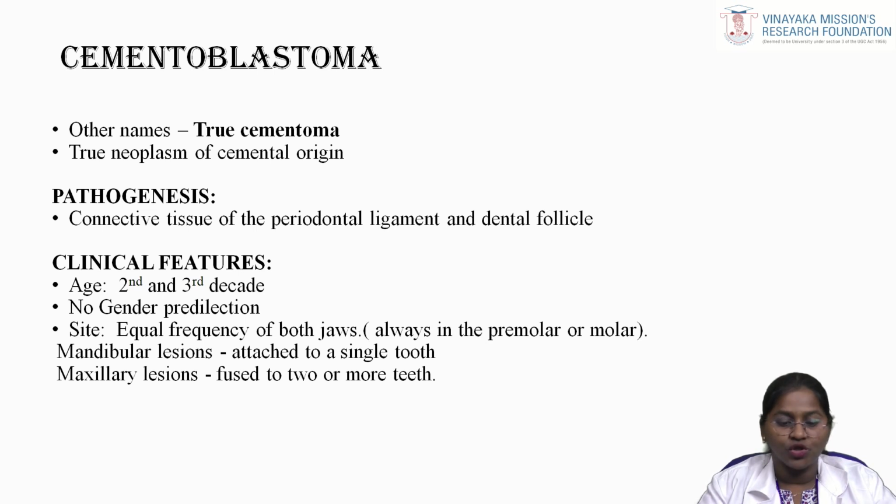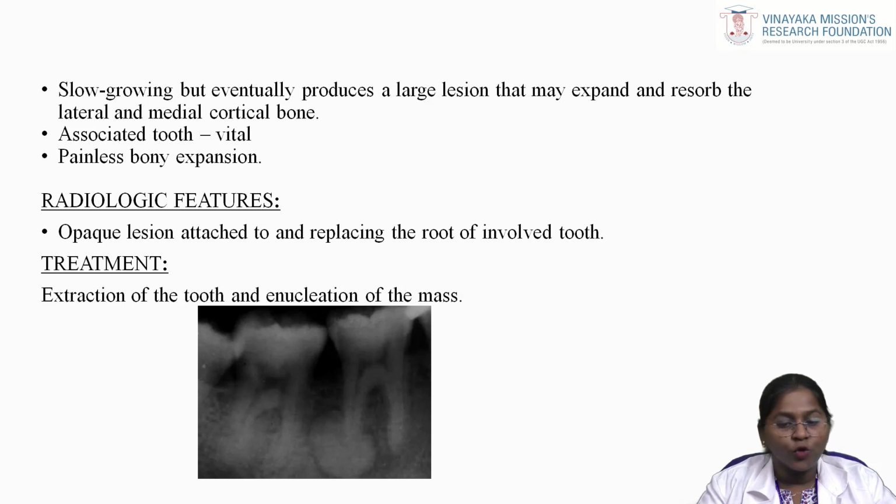There is equal frequency in both jaws, and mandibular lesions are attached to a single tooth. Maxillary lesions are usually attached to more than one tooth. It is slow growing but eventually produces a large lesion and expands and resorbs the lateral and medial cortical bone. The associated tooth is vital, though the adjacent tooth is displaced by lateral pressure. It presents as painless bony expansion. Radiologic features: a radiopaque lesion attached to and replacing the root of the involved tooth.